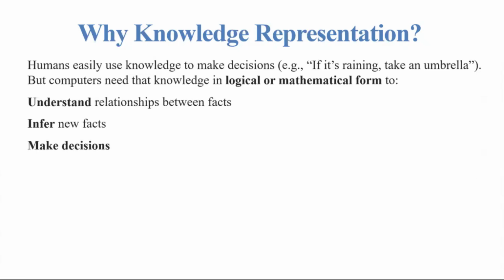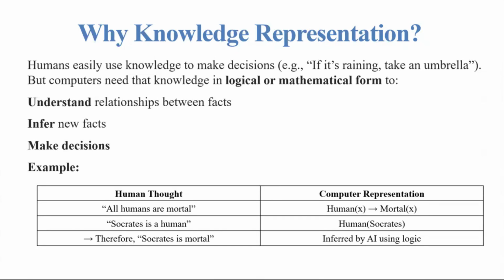The first, understand relationships between facts. For example, a dog is an animal, Bruno is a dog. The AI can understand the relationship that Bruno belongs to the category of animals. Second, infer new facts. This means discovering new information from existing knowledge. For example, if the AI already knows every employee has an employee ID, and Ramesh is an employee, even if we never directly say Ramesh has an employee ID, the AI can logically infer that information.